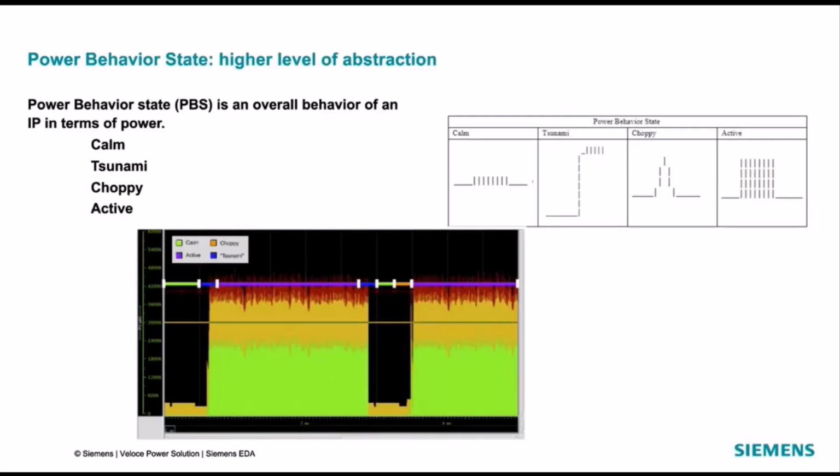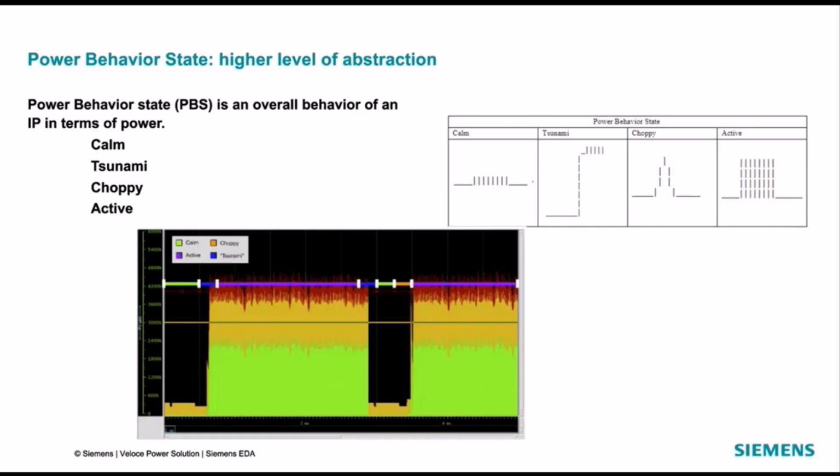Now let's introduce the power behavior state. Now we are shifting to the data mining part. So power behavior state is defined based on our observation of most of the power profiles that you analyze. As you can see, you can come across four types of power behavior. Calm, and this is referred to when your IP is in the idle state, so there's not that much activity going on, and you see a steady state of low power consumption.